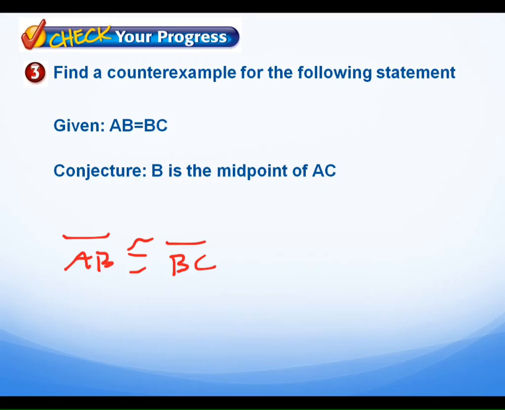It's equal. Okay? So if I say, given AB is the same length as BC, the conjecture is B is the midpoint of AC. I want a counterexample so that this is true, but the conjecture is false. That's what a counterexample is. The given is true, but the conjecture is false. Can we think of a picture or a way we can do it so that the given is true, but the conjecture is false? I want AB to be the same as BC, but this needs to be true, and this needs to be false. What if I did this?